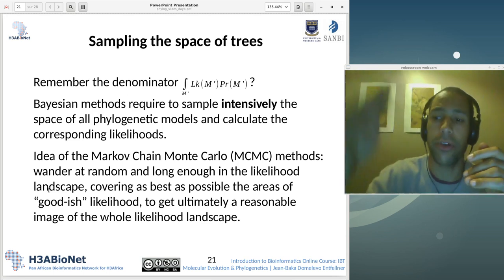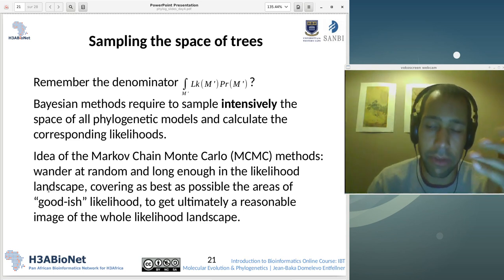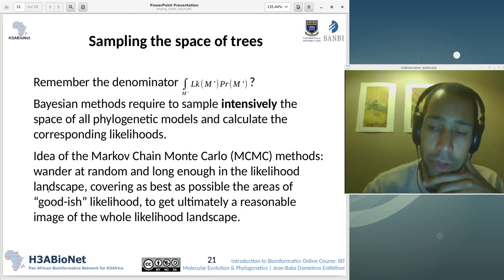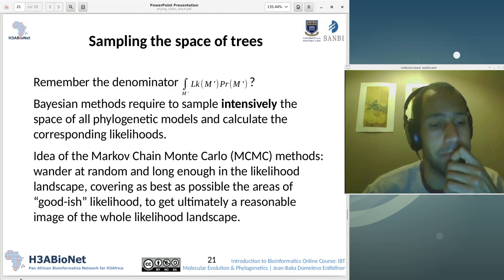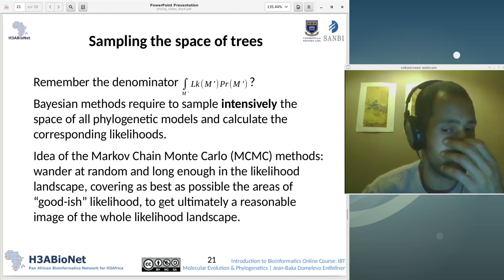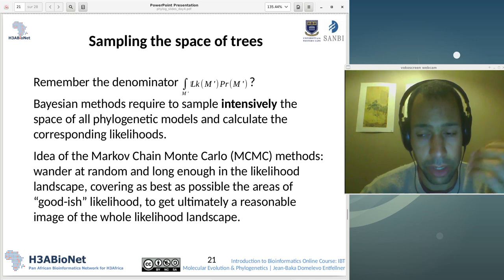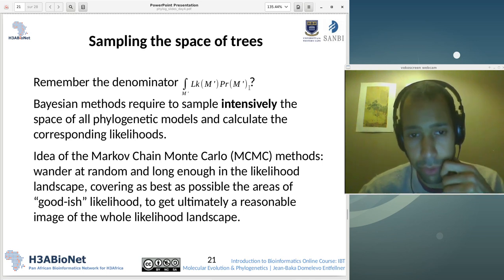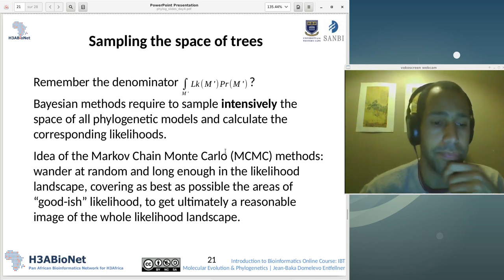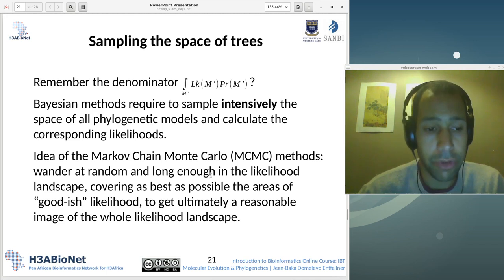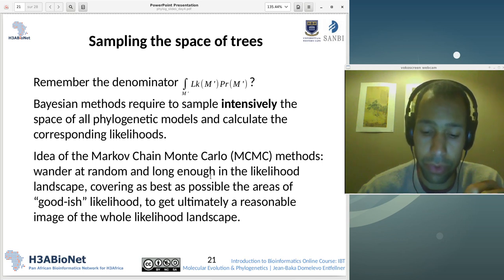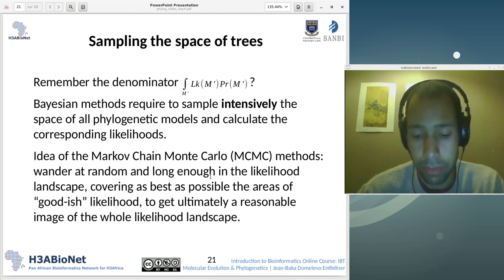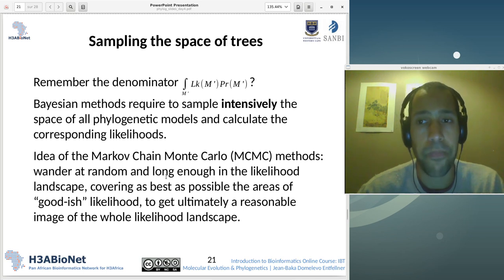So you have a landscape with valleys and mountains, and you want to make sure that you sample all the mountains, the points where the likelihood is high, the areas of good-ish likelihood. And also the areas of likelihood that is not too good, because it's important to include them in your sum. So ultimately, we want to get a reasonable image of the whole likelihood landscape. We can afford to neglect the points of almost zero likelihood, but not the others.